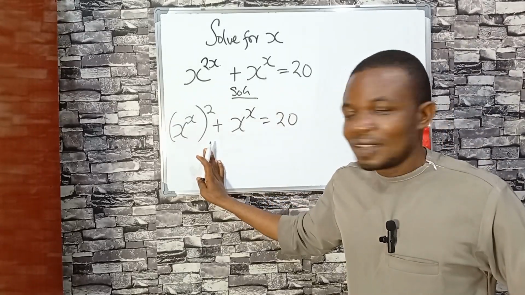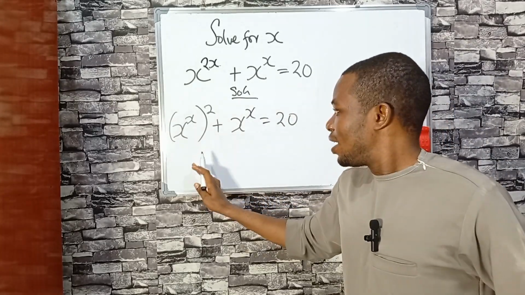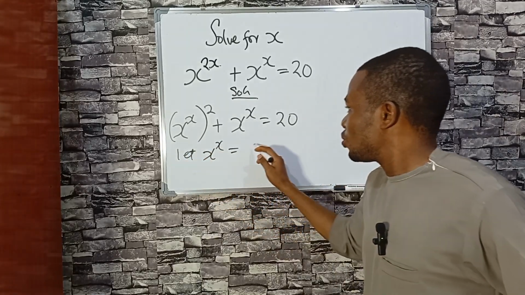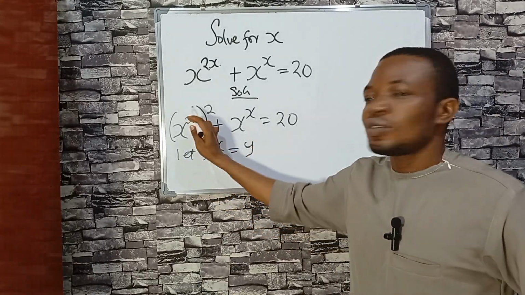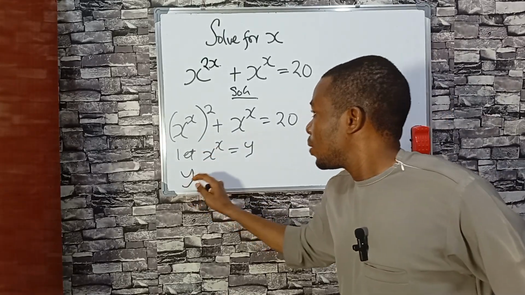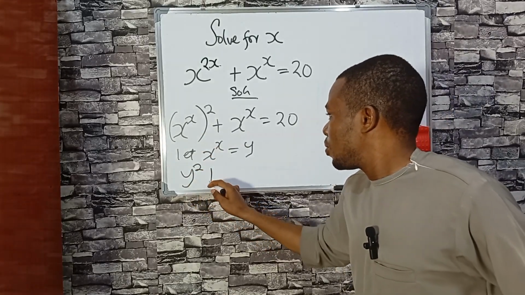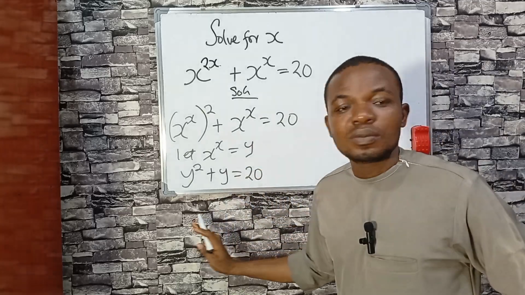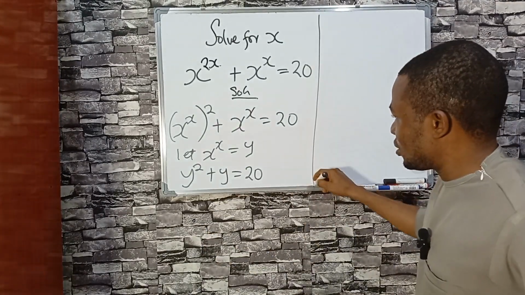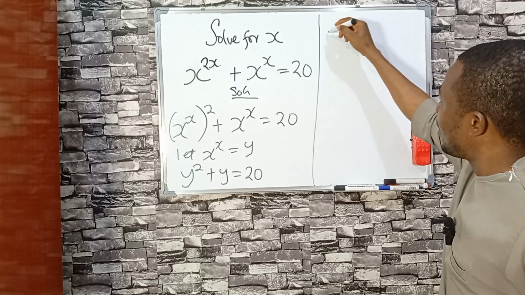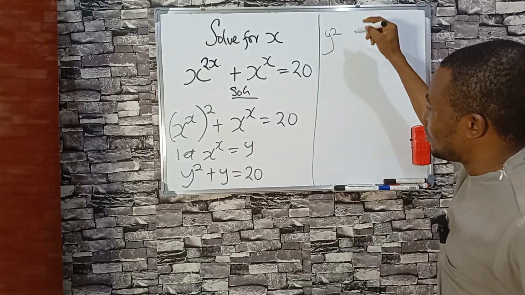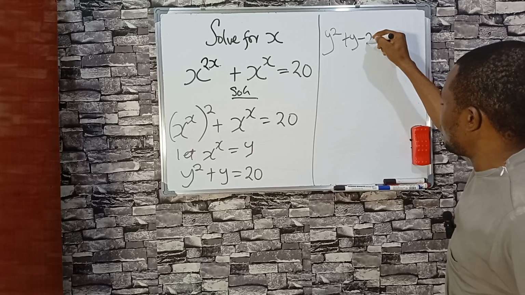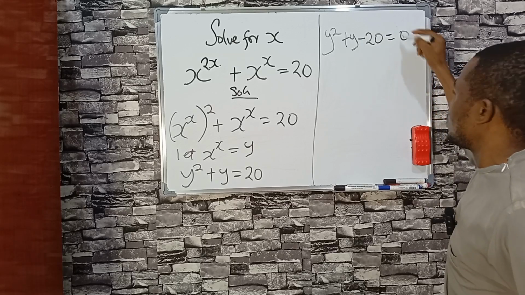This is fine, right? We can do something here. What if I say let x raised to the power x equal y, such that y squared plus y equals 20? If you check closely, we are getting there. So y squared plus y minus 20 equals 0.